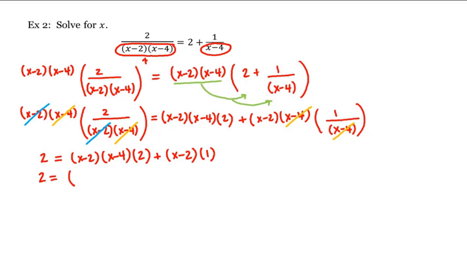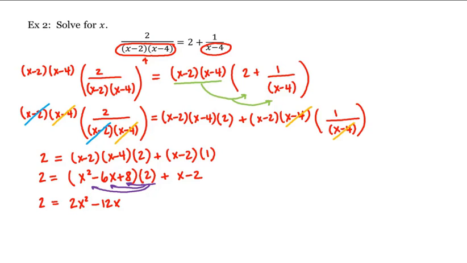Or 2 is equal to, and let's FOIL this out, we have x squared minus 6x plus 8, still times 2, and then we have plus x minus 2. And now we'll distribute this 2 through to all these terms here, which leaves us with 2 is equal to 2x squared minus 12x plus 16, and then plus x minus 2. Or combining like terms on the right, we have 2 is equal to 2x squared minus 11x plus 14.